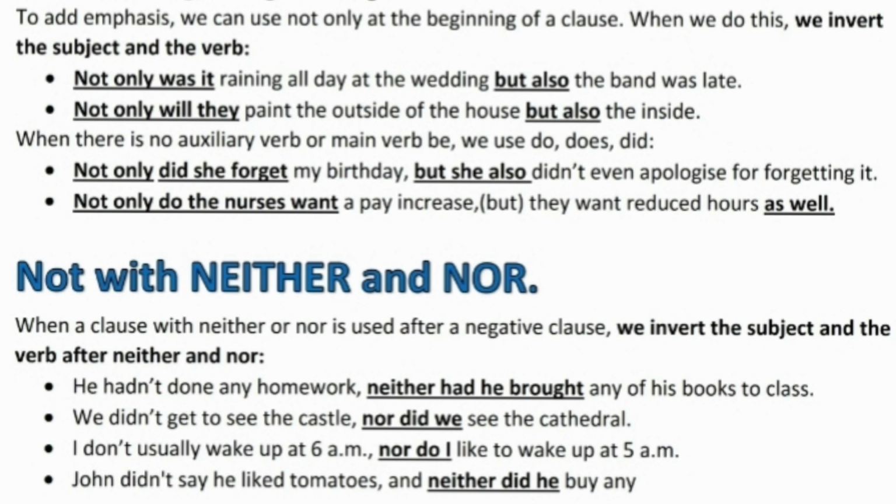So here, if you have an auxiliary, you use it. But if there is none, meaning you have ordinary verbs, you use do, does, or did to make your inversion.